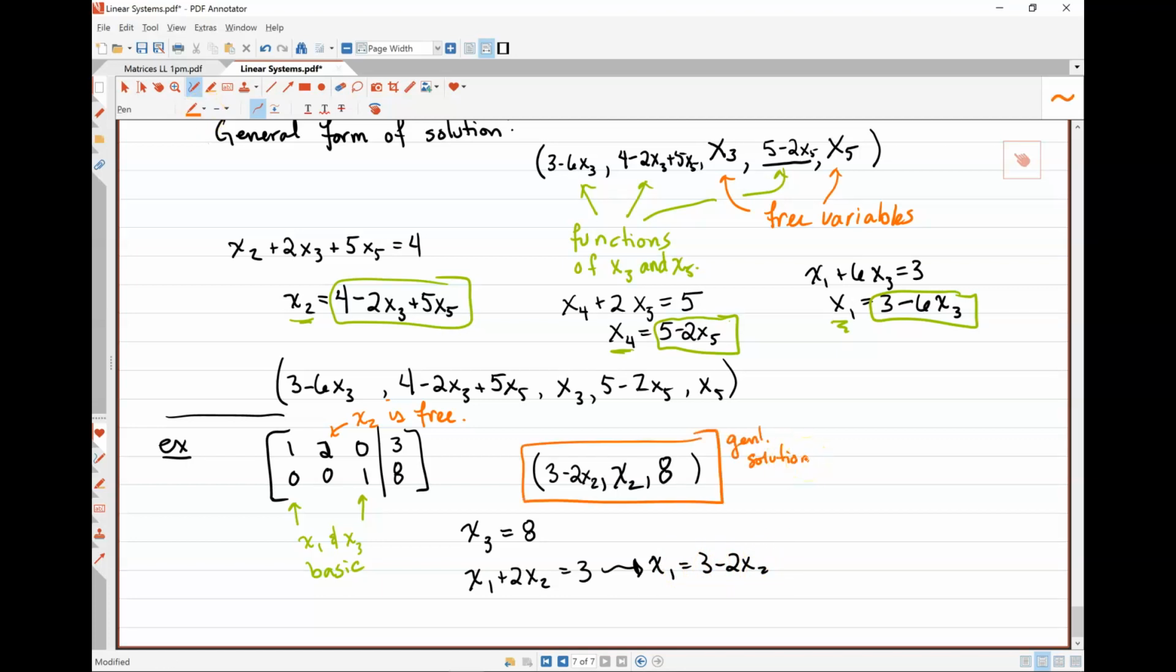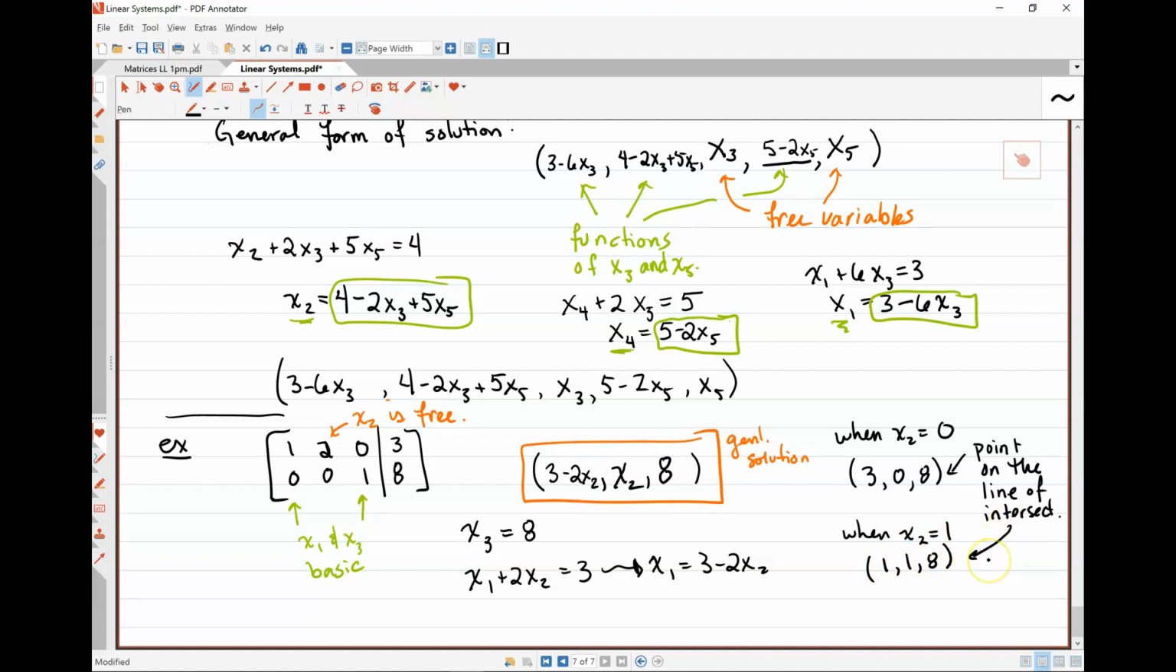Now, if I plug in some number for x2, say x2 equal to 0, I'll get 3, 0, 8. Now, this is a point on the line of intersection. If I plug in other numbers, I'll get more points on that line. So if I plug in x2 equals 1, I'll get 1, 1, 8. And that's another point on the line of intersection.